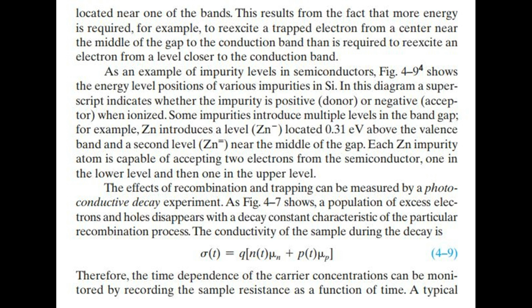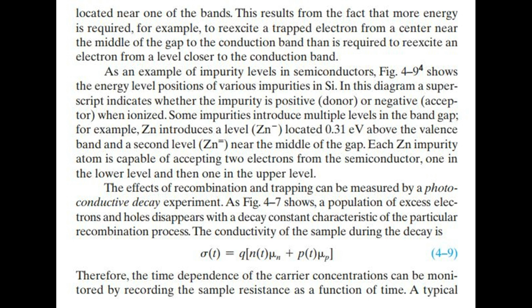As an example of impurity levels in semiconductors, Fig. 4.9 shows the energy level positions of various impurities in silicon. In this diagram, a superscript indicates whether the impurity is positive, donor, or negative, acceptor, when ionized. Some impurities introduce multiple levels in the band gap. For example, zinc introduces a level, Zn⁻, located 0.31 electron volts above the valence band, and a second level, Zn²⁻, near the middle of the gap. Each zinc impurity atom is capable of accepting 2 electrons from the semiconductor, one in the lower level and then one in the upper level.